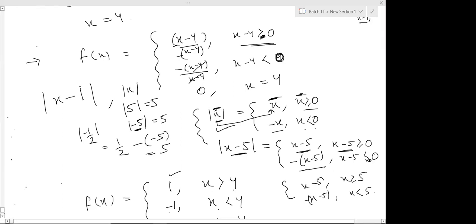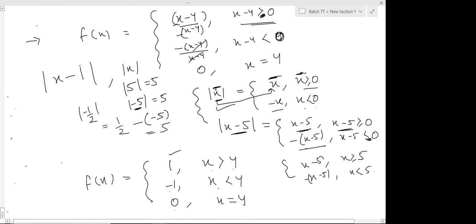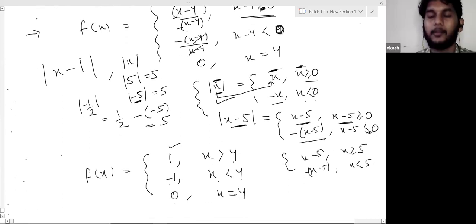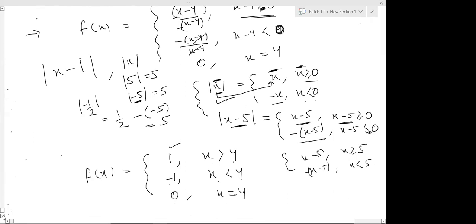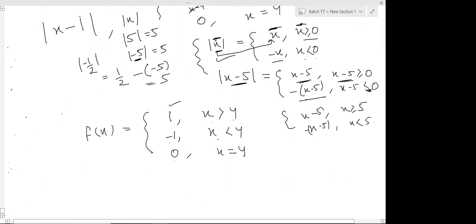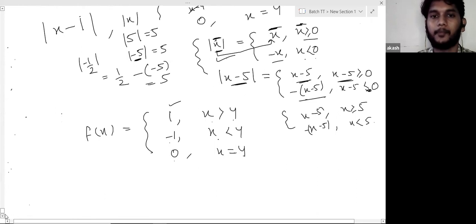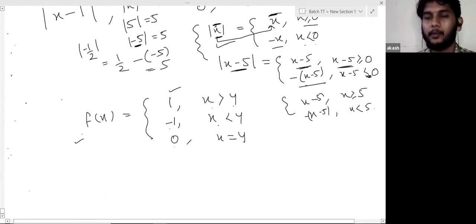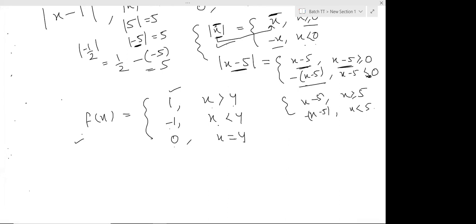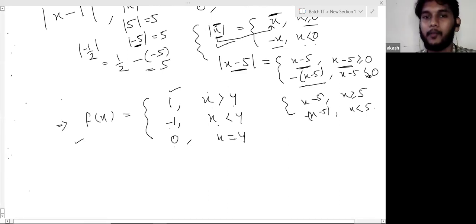What if there wasn't any modulus and only the values were there, like x - 4 upon x - 4? We could have directly done that. Yes, we'll solve questions like that also, don't worry, Sahil. After this, we'll solve 2 questions of that also. Don't worry about the future, just be in the present. So this thing is clear. The function is very simple now. When x is more than 4, we have 1. When x is less than 4, we have minus 1. When x is equal to 4, we have 0.